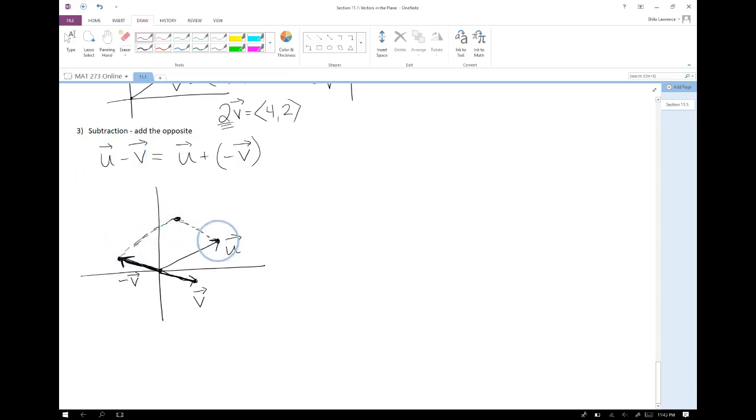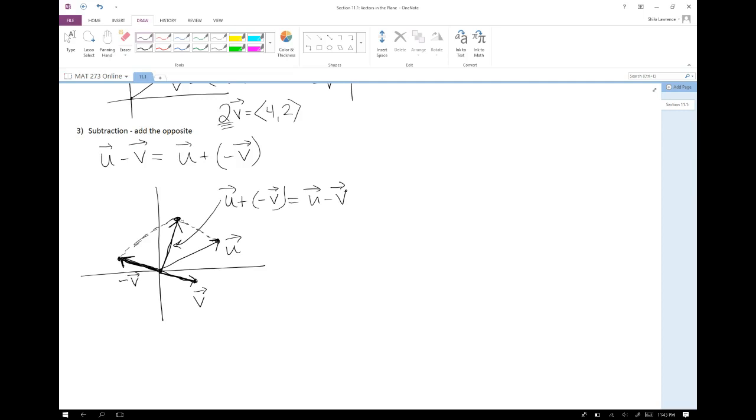So that kind of looks like a parallelogram. So u minus v, or u plus negative v, is the standard position diagonal. So it's a combination of the concepts of a negative scalar and one of our methods for addition, either parallelogram or polygon.